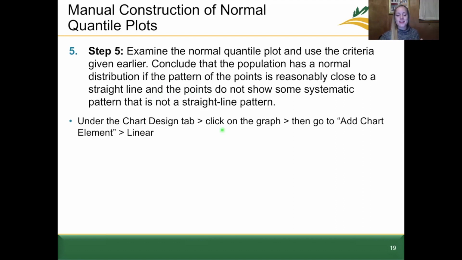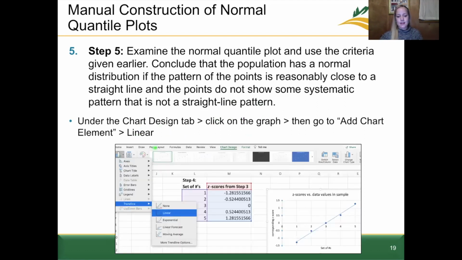So to add a straight line, we're going to want to be clicked on the graph of interest. We go to the Chart Design tab, then go to Add Chart Element, then add Linear Trend Line. Okay, so under Chart Design tab, go to Add Chart Element, go down to Trend Line, click on Linear. That will create a line here that creates a trend line for your data.